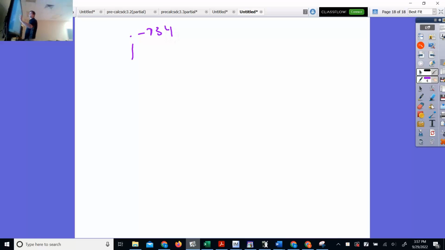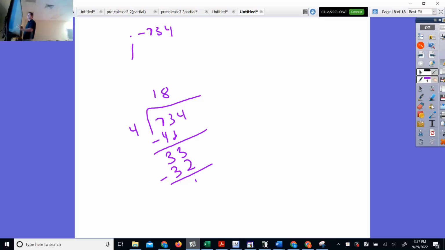So, you know, somewhere off the side, you figure out how many times 4 enters 734. It doesn't really matter if you make the number positive or not. Just realize when you put it back up here, it's going to be negative. Let's see if we can enter 7 once. Subtract and get a 3, bring down a 3. 4 times what? 8 is 32. Subtract, you get a 1, bring down the 4. We can enter that 3 times, we'll get a 12. There's my remainder, 2. I to the negative 734th power is equivalent to I to the negative 2nd.